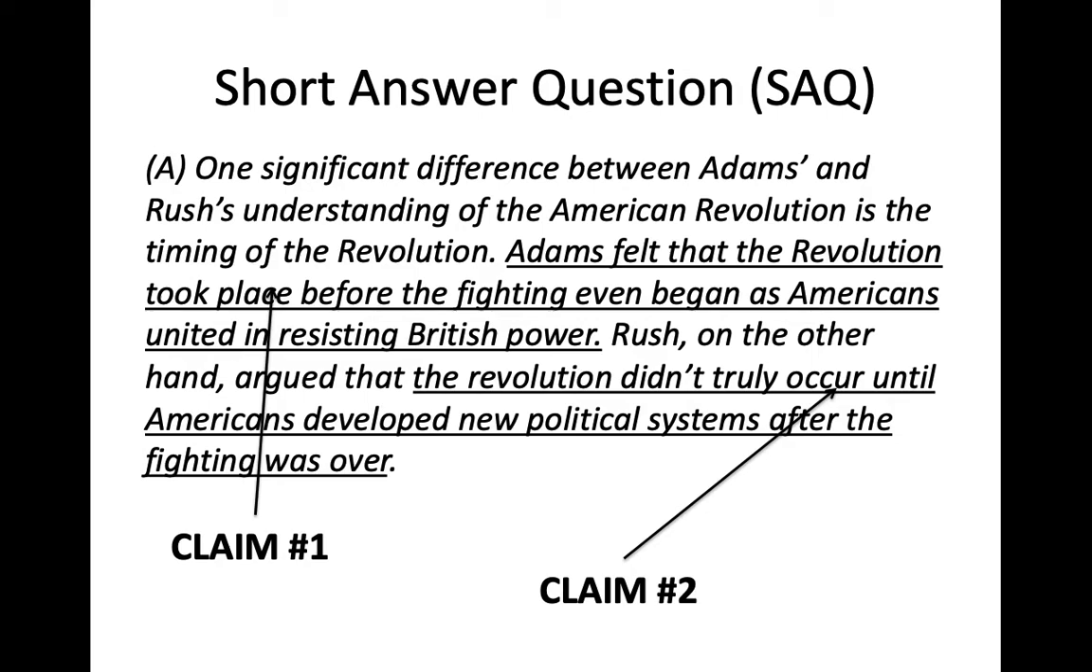So, as you can see, basically what you've done is you've identified two claims. You're not making the claims. John Adams is making the first claim, and Benjamin Rush is making the second claim. But the next two questions you can answer by treating these two, the difference here, the statement of why these two things are different, as separate claims.